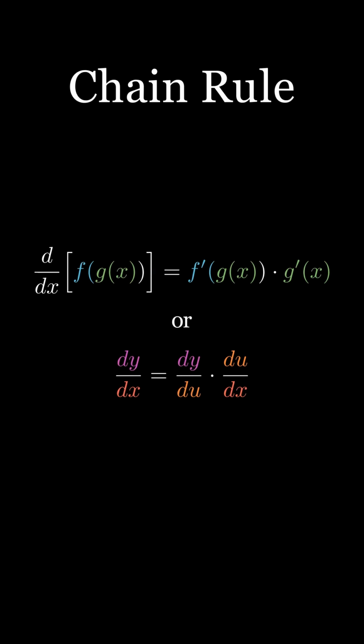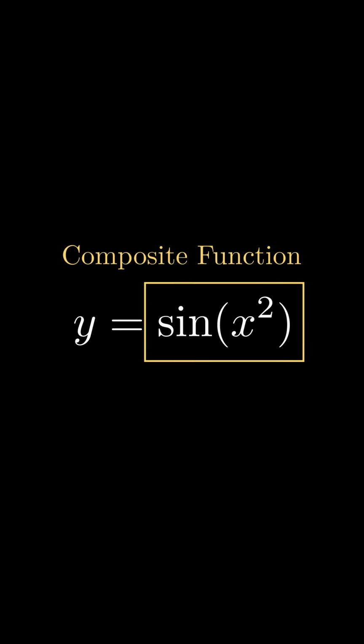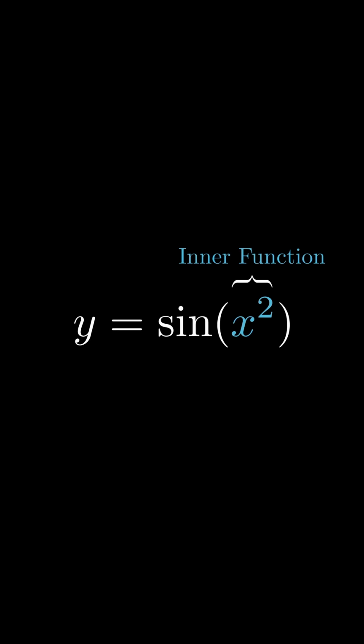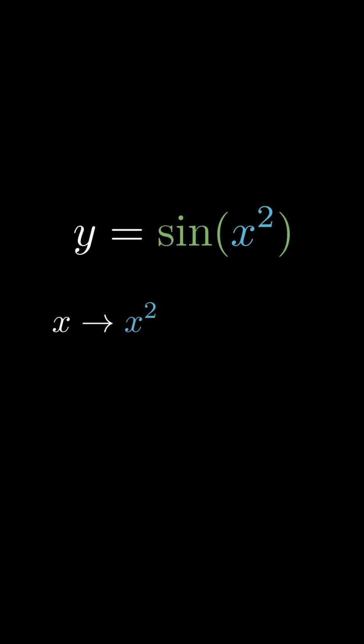Where does the chain rule come from? Let's understand it with this function, sine of x squared. This is a composite function. Here, x squared is the inner function, and sine is the outer function. The output of the inner function becomes the input of the outer function.